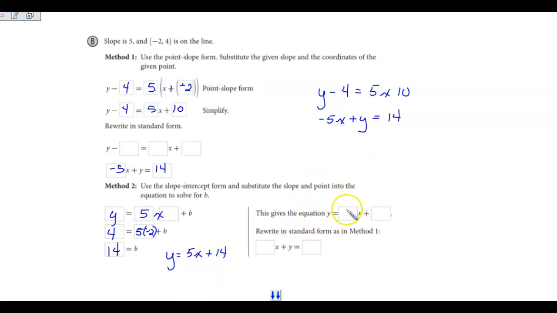Then I can take that y equals 5x plus 14, and I can simplify that by subtracting my 5x from both sides. -5x plus y equals 14, and there it is in standard form. My ax plus by equals c.